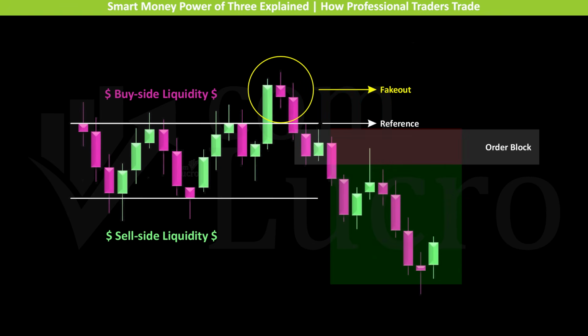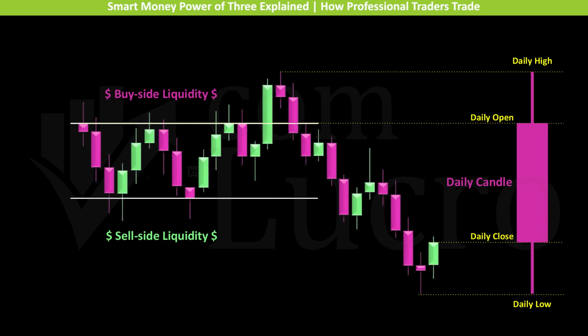When that happens, we wait for a new market structure to form, and then look for a pullback to enter at a better price with a balanced risk-to-reward ratio. In other words, we focus on continuation trades after manipulation, aligning with the dominant direction rather than chasing price.